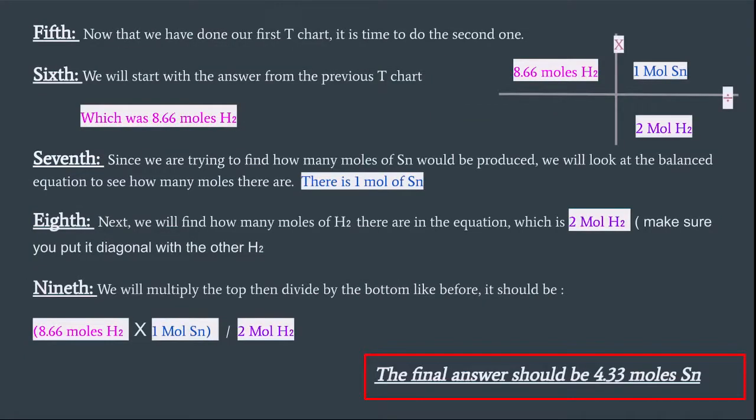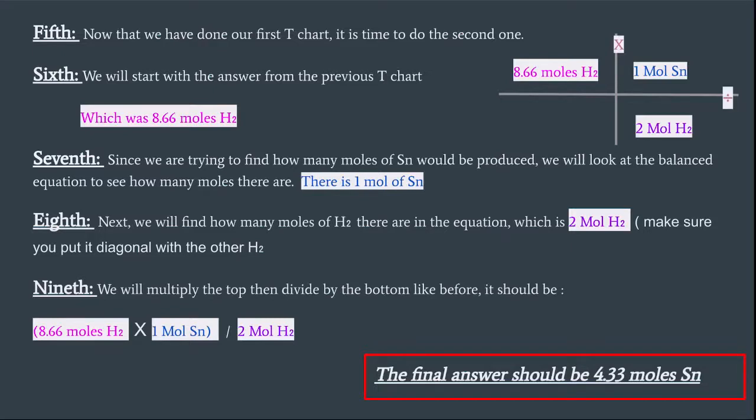Fifth, now that we have done the first T-chart, it is time to do the second T-chart. As you can see from past slides, you will need to do 2 T-charts. So, we will start with the answer from the previous T-chart, which was 8.66 moles H2, so we put that on the top left. Seventh, since we are trying to find how many moles of SN would be produced, we will look at the balanced equation to see how many moles there are. There was 1 mole of SN in our equation, so we will put that on the top right.